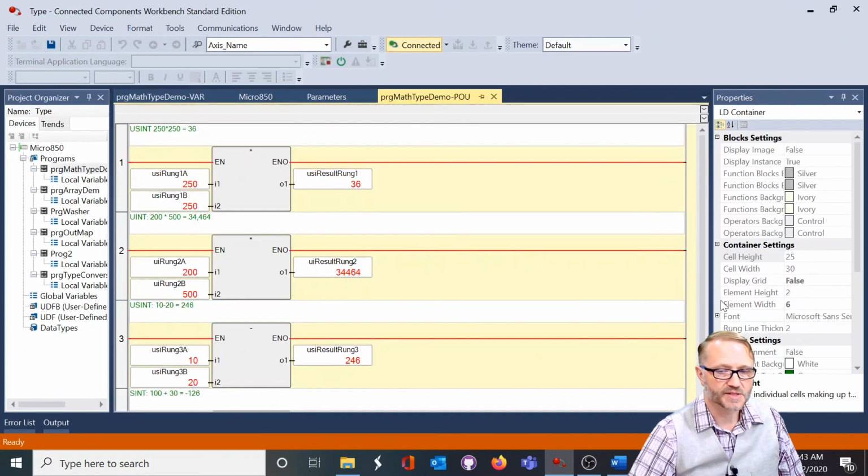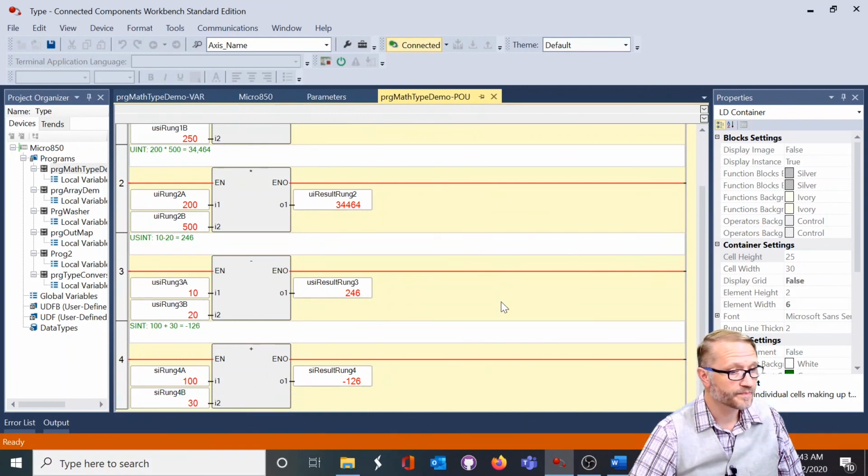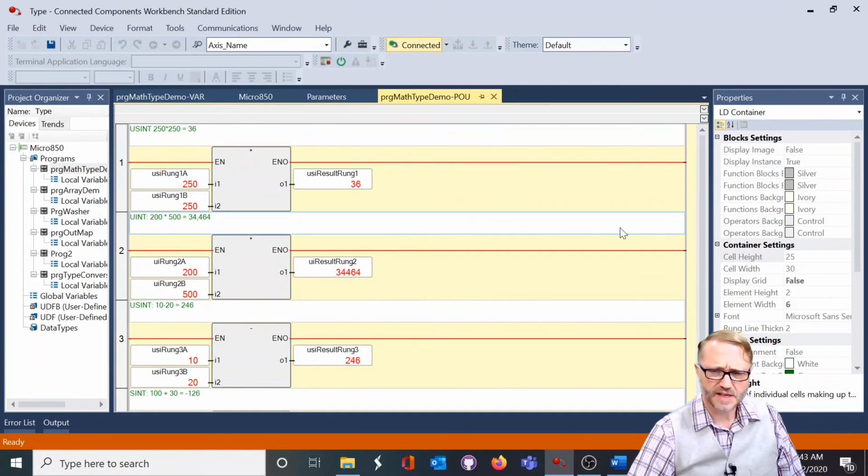There's a few other examples in here as well. 200 times 500 is 34,464, which is rather unexpected. 10 minus 20 is 246 when you use unsigned short integers. And 100 plus 30 is negative 126. All of these operations would appear to be broken, but they're not. That is the actual result when you consider the data type. So the computer is doing exactly what you told it to do.